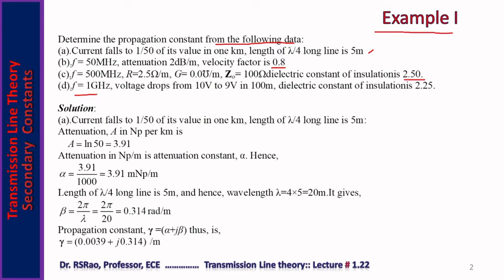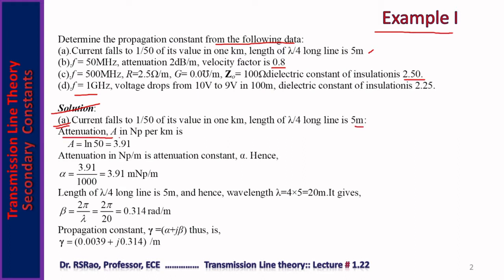D, last one, frequency is 1 gigahertz, voltage drops from 10 volts to 9 volts in 100 meters, dielectric constant is 2.25. Now, solution. A. First part. Current falls to 1/50th of its value in 1 kilometer. Length of lambda by 4 long line is 5 meters.